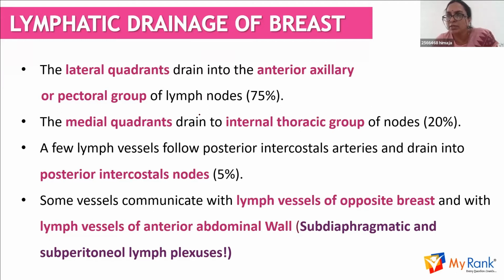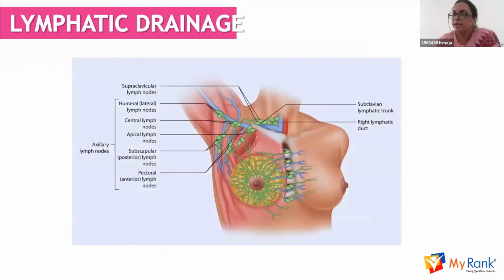The medial quadrants, that is the inner medial quadrants, drain into the internal thoracic group of lymph nodes. A few follow the posterior intercostals into the posterior intercostal nodes. Some vessels communicate with the lymph of the opposite breast and with the lymph vessels of the anterior abdominal wall, that is, the subdiaphragmatic and subperitoneal lymph plexuses. Now when you see the pictorial diagram of this, these are the axillary group of lymph nodes and these are the internal mammary group of lymph nodes.